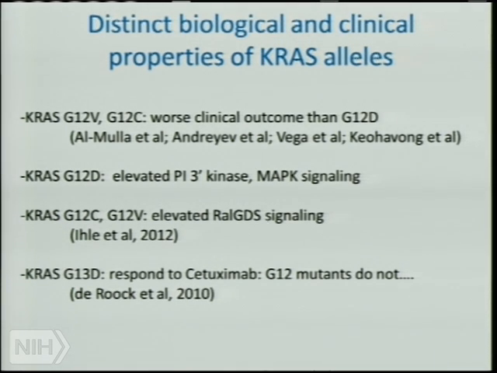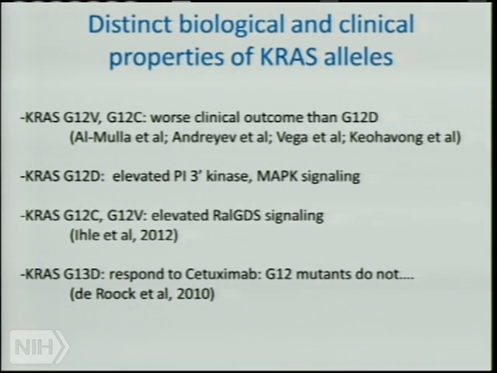And there is some speculation that G12D selectively activates these two RAS effectors, whereas C and V selectively activate this one. And again, 13D responds to cetuximab, G12s don't. So we have to start thinking now of each of these proteins as being somewhat different, not just in their severity, but also qualitatively in the way they actually turn on downstream signaling.